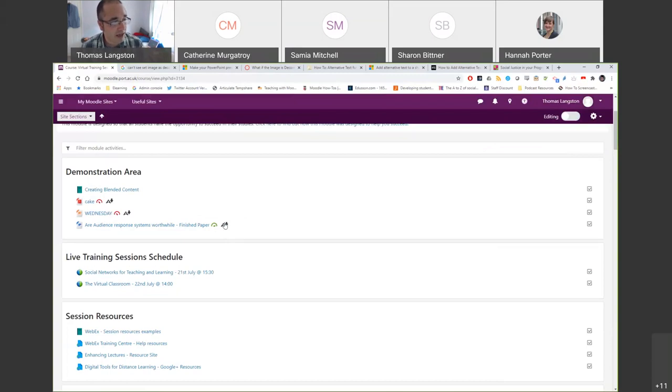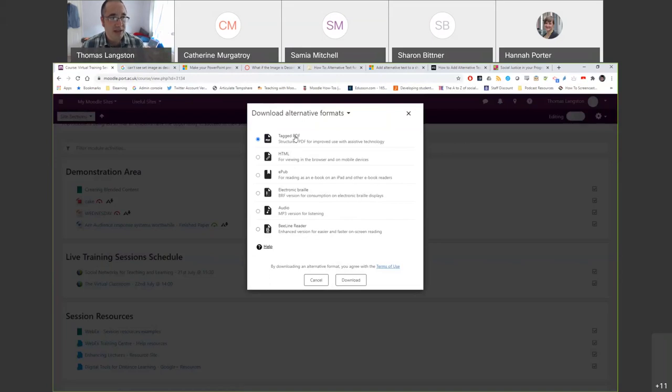The student, however, does see this, which is the capital A with the arrow. If you hover over, it says alternative formats. If I click that, I could download that PDF or Word document as a tagged PDF, an HTML web page, something for an e-publisher, so if you use a Kindle or the iPad, electronic braille, or an MP3 version. Now, it's not like Stephen Fry reading Harry Potter. It is a relatively automated vocal process, but it is still listenable and very useful to those that need it, without you having to narrate every single one of your documents. And a BeeLine Reader, which is an enhanced screen reading software.